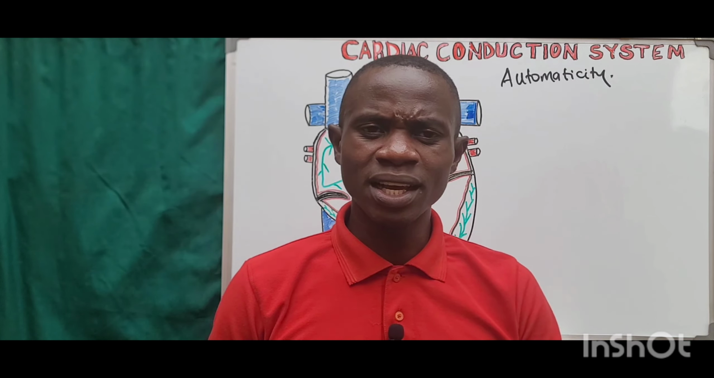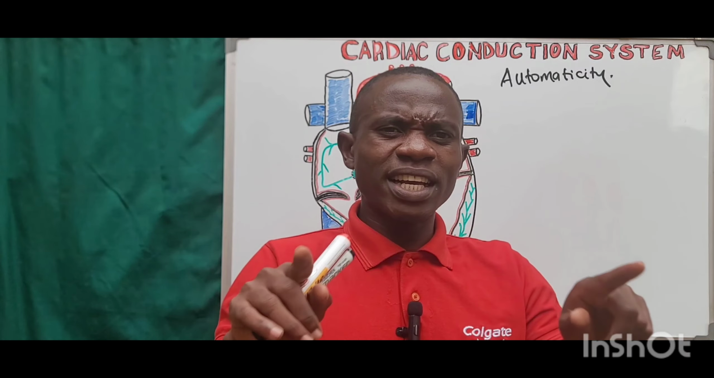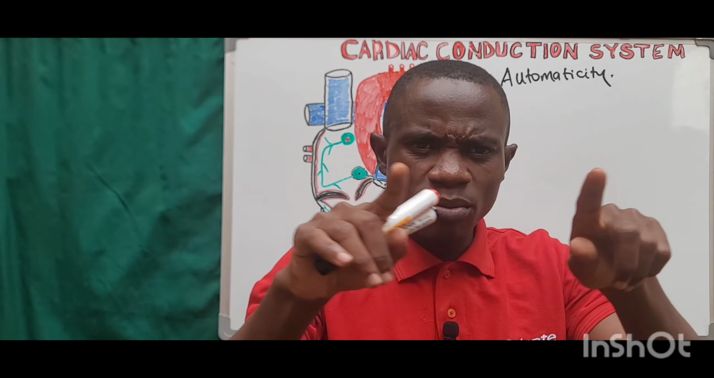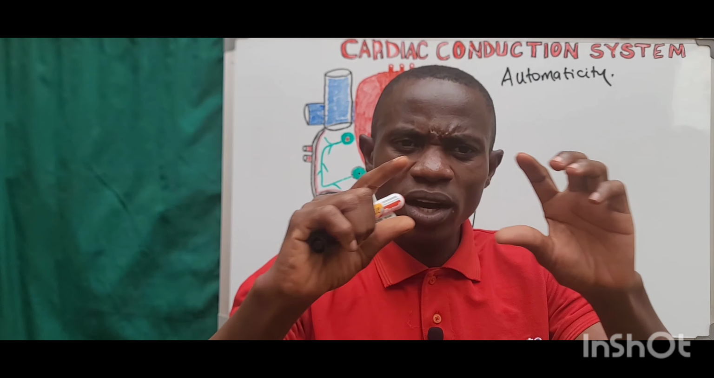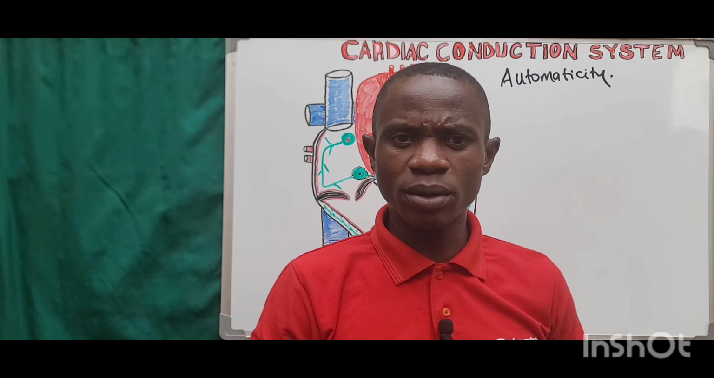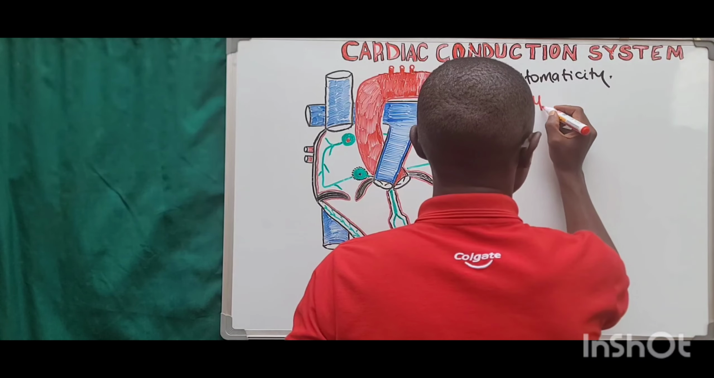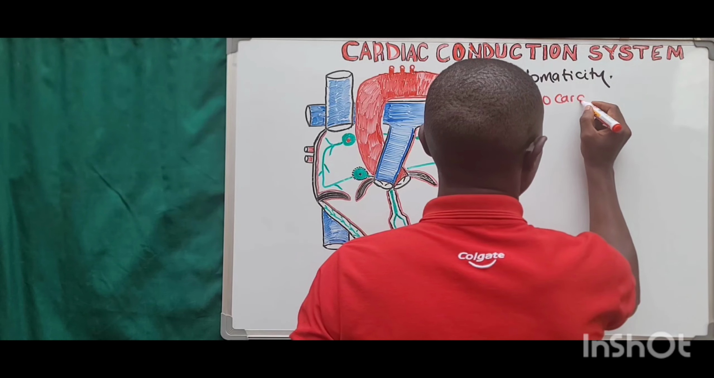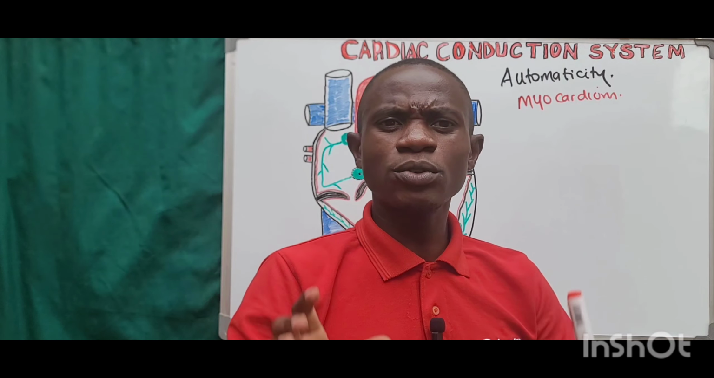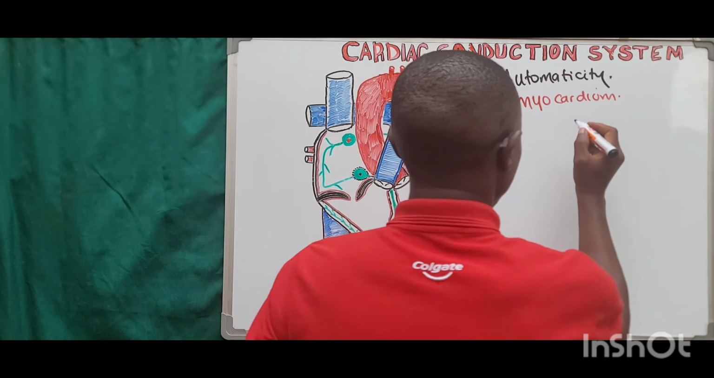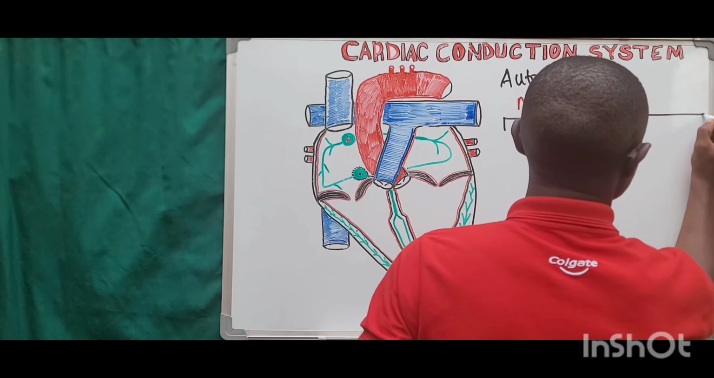Now, the question is, who sets that kind of automaticity? Before we go into the detail of automaticity, I want to first cut a small piece of the myocardium and zoom in to see exactly the two categories of cells that make up the myocardium. Now this myocardium is made up of two categories of cells. What are the two categories of cells?